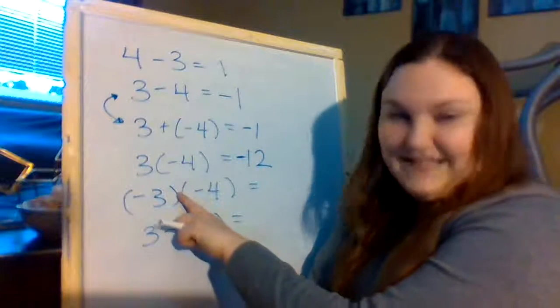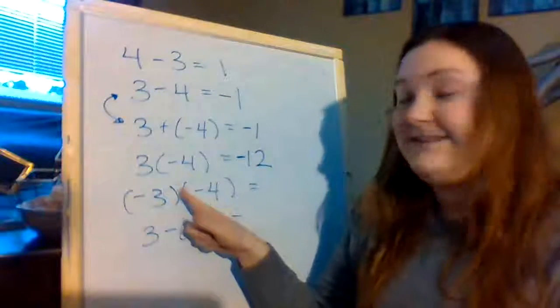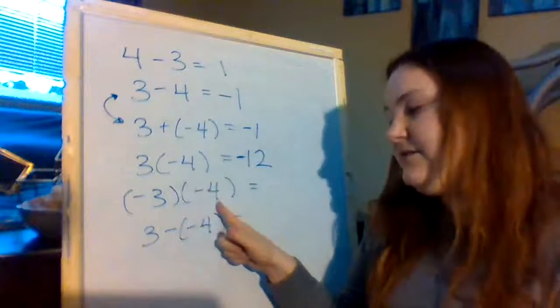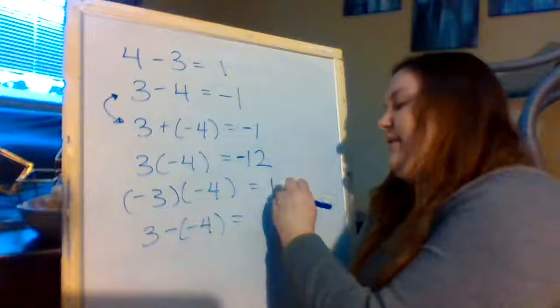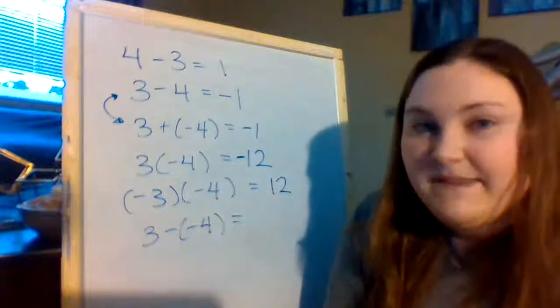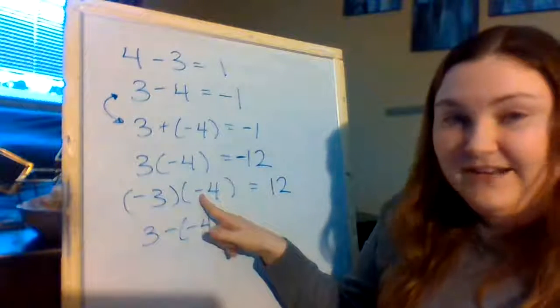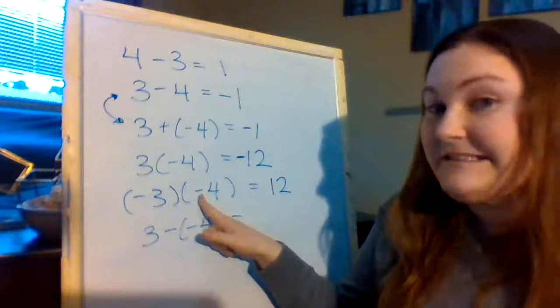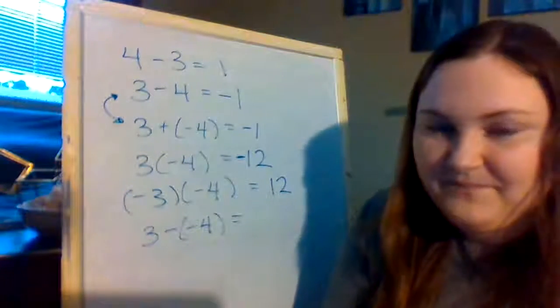There's still no sign in between the parentheses. So I would still read it as -3 times -4. Still a multiplication problem. So 3 times 4, we know that part's 12. What about the sign? What do you think? We're multiplying a negative and a negative. That's going to give us a positive. So we get positive 12 for that one.